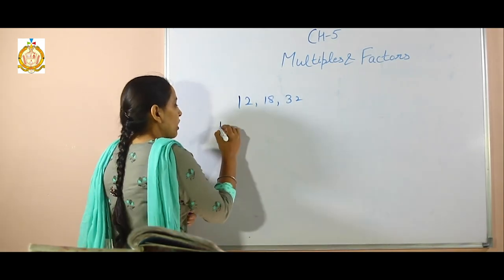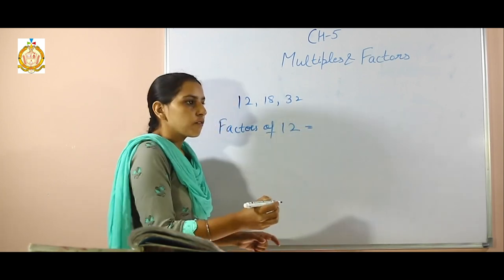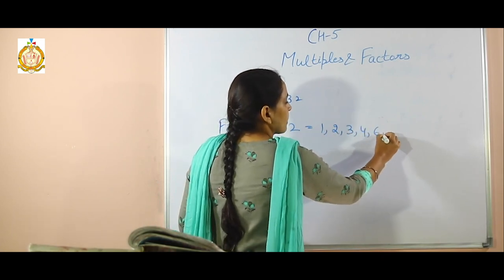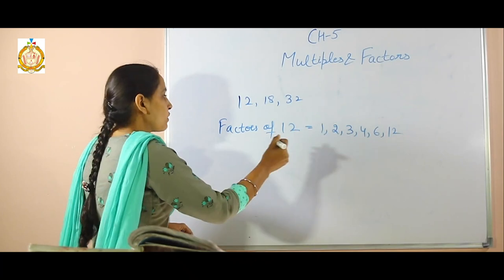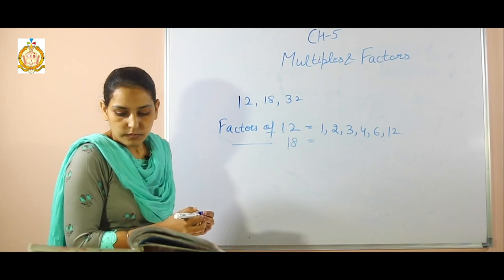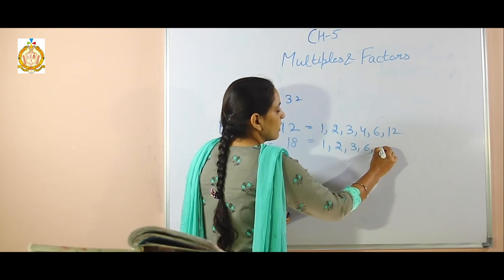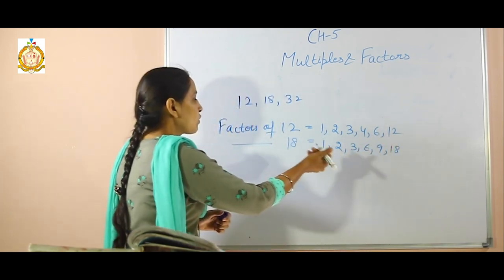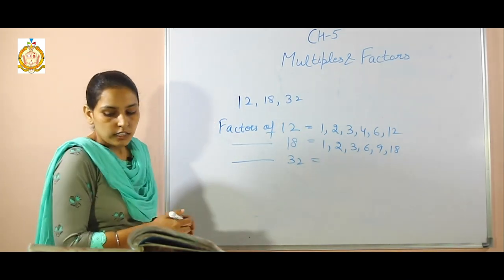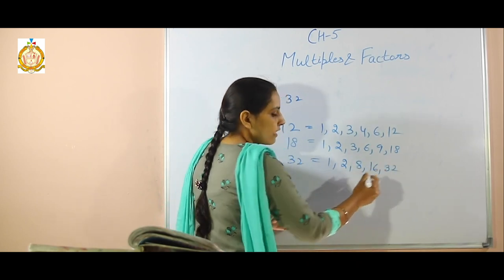What are the factors of 12? Factors of 12: 1, 2, 3, 4, 6 and 12. Next, students, factors of 18. Factors of 18 are 1, 2, 3, 6, 9 and 18. Now, students, last one is factors of 32. Factors of 32 are 1, 2, 4, 8, 16 and 32.